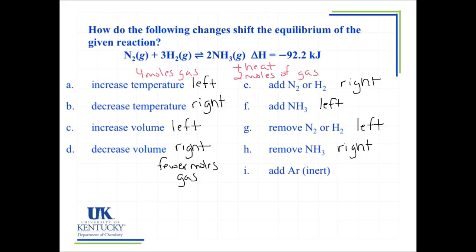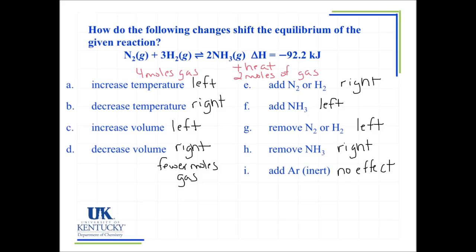The last change we can look at is the addition of argon, which in this case is an inert gas, meaning it doesn't react with any substances in the mixture. Because of that, it actually has no effect on the equilibrium. We will see that it will not shift towards the left or towards the right, because the partial pressures of my nitrogen, hydrogen, and NH3 are not affected by the addition of this argon gas.